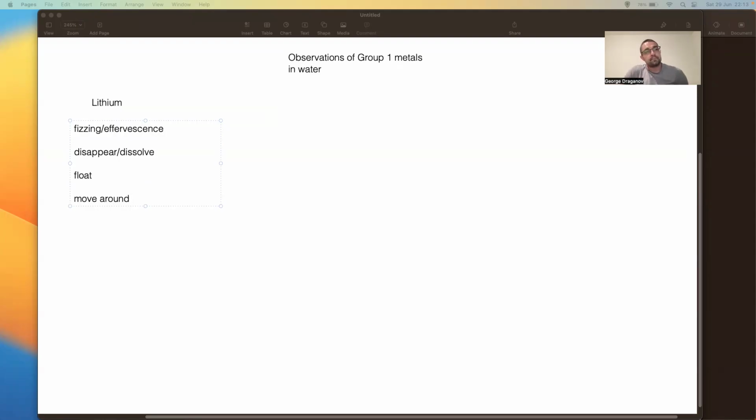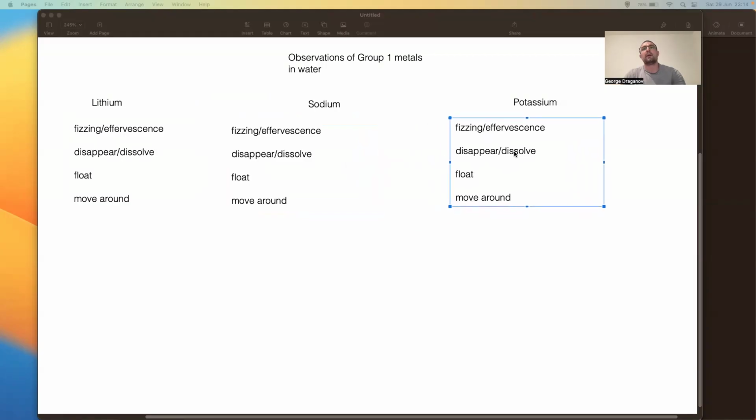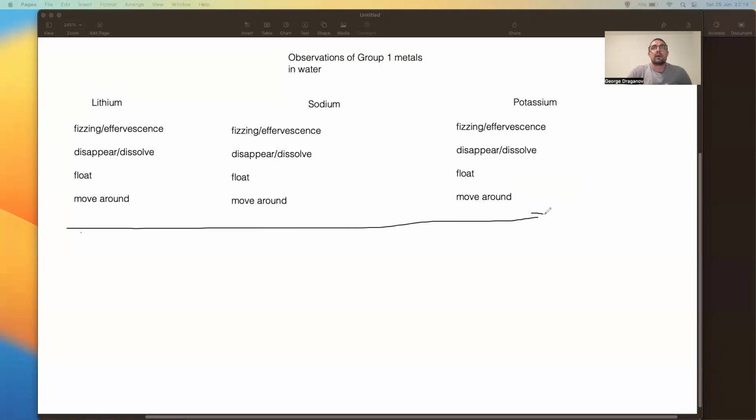Now, these 4 observations will actually occur for sodium and potassium, and all of them essentially. They will all do these core basics. If you copy and paste that and paste it one more time, they will all do these things. It's just that as you go from left to right this way, everything will become more vigorous or violent. I've seen recent mark schemes, they prefer violent to vigorous. So it'll fizz more, it will move around more.